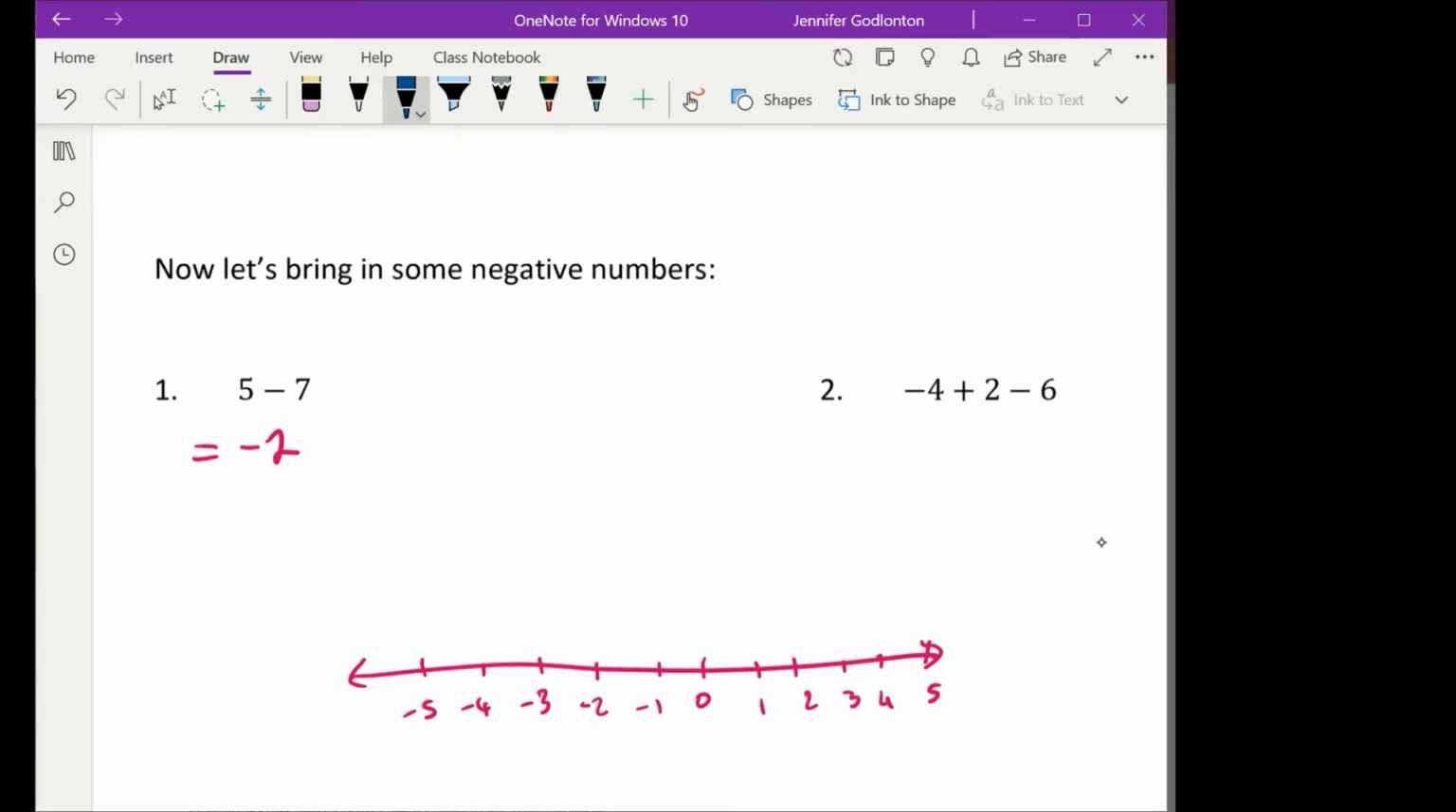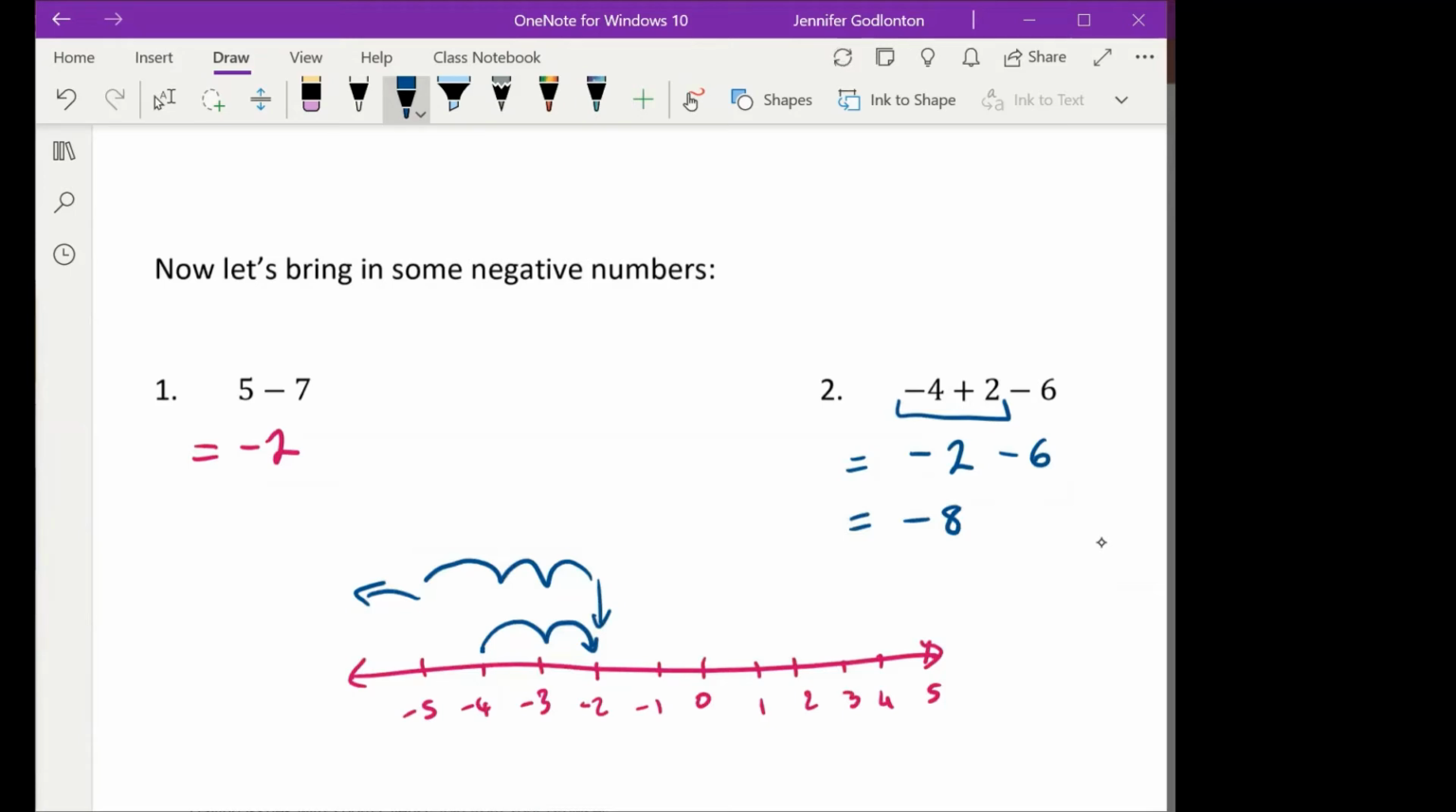Yes, yes. Okay, so -4 plus 2, let's do it step by step for those of you who are struggling. -4 plus 2, so -4, and I'm adding 2. So that takes me to -2. And then I need to minus another 6. So now I'm going from -2 and I'm moving 6 to the left, which gives me a total of -8.